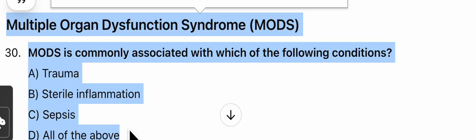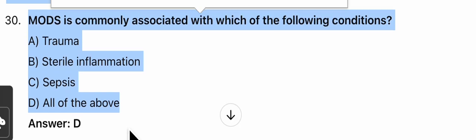Multiple organ dysfunction syndrome, MODS. MODS is commonly associated with which of the following conditions? A. Trauma. B. Sterile inflammation. C. Sepsis. D. All of the above.